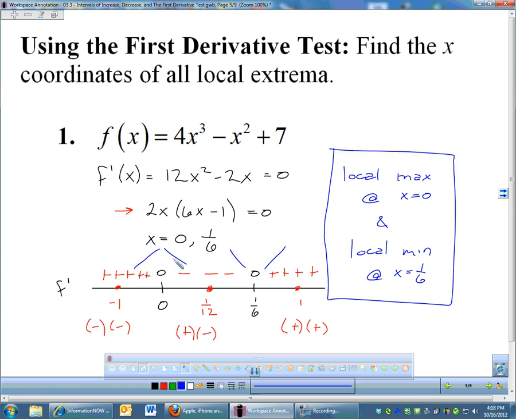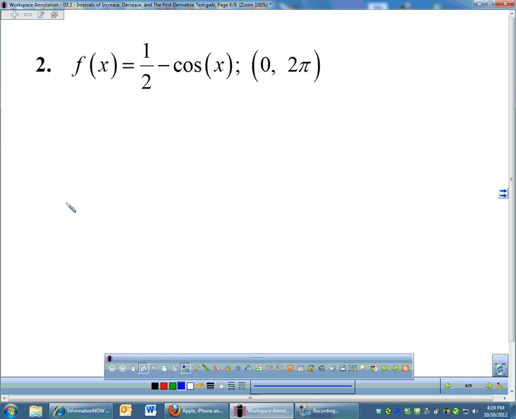So local max when the derivative changes from positive to negative, that is your first derivative test, and a min at 1/6. Let's see, what's the next one?